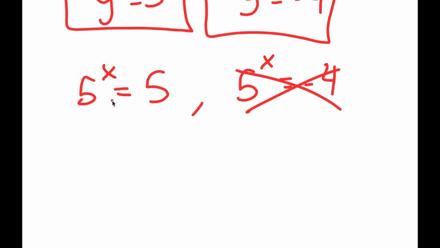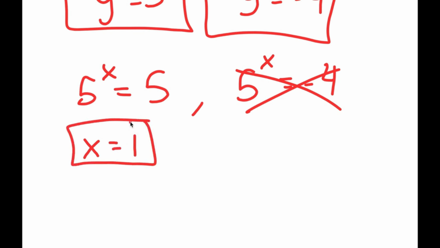And for 5 to the power of x equals 5, to solve this, for other exponential equations, we would have to take the log and do a bunch of other stuff. But as over here, we could just see 5 to the power of 1 is going to equal 5, because anything to the power of 1 is itself. So this is my solution.